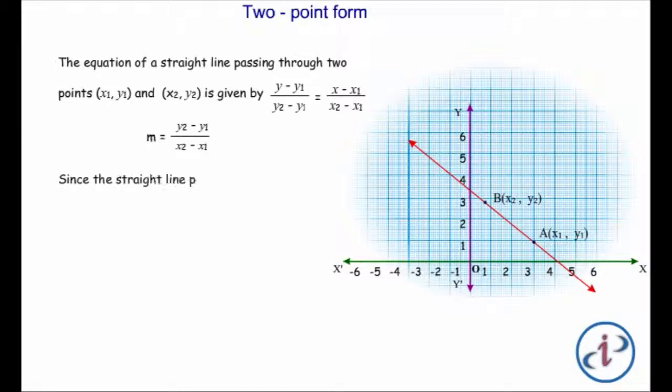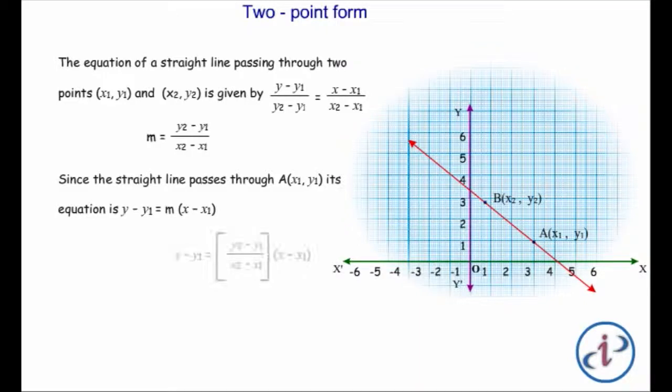Since the straight line passes through the coordinate A (x1, y1), its equation is y - y1 = m(x - x1), but m is equal to (y2 - y1)/(x2 - x1). Substituting this expression for m and simplifying, we have the equation of the straight line L passing through the given two points as (y - y1)/(y2 - y1) = (x - x1)/(x2 - x1).